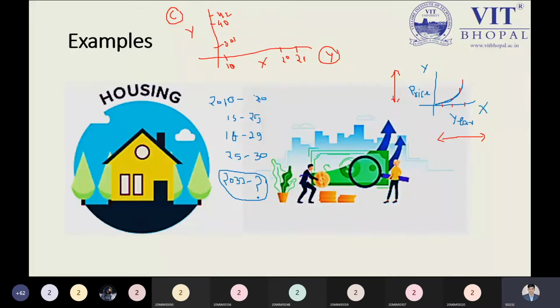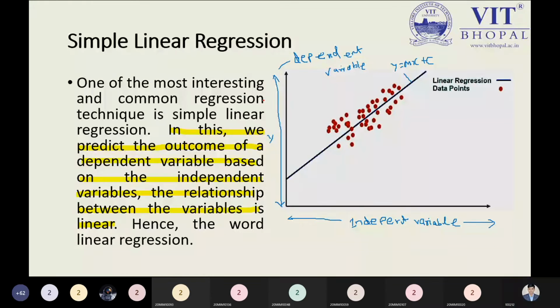So after this point, we have the first flavor of regression, that is simple linear regression. Do not read the unnecessary theory. I have just given it for your notes purpose only. Just read the important points which are required to understand, the highlighted points. In simple linear regression, we predict the outcomes of a dependent variable based on the independent variables, and the relationship between the variables is linear. That is the important point.